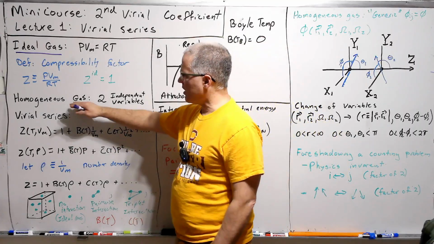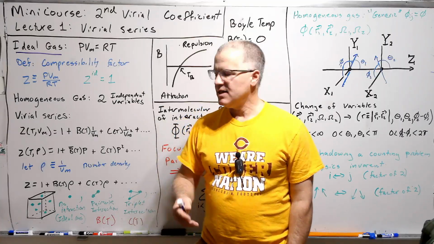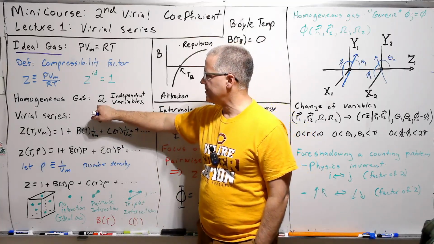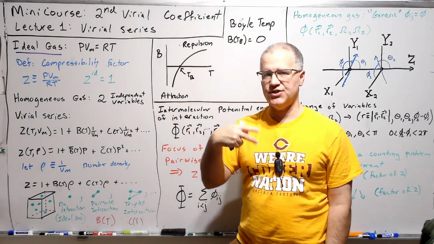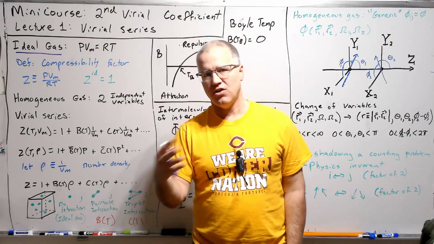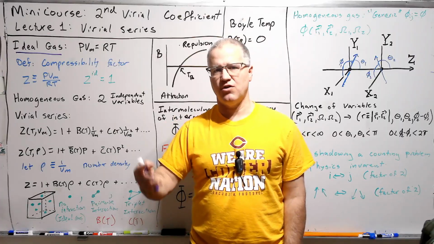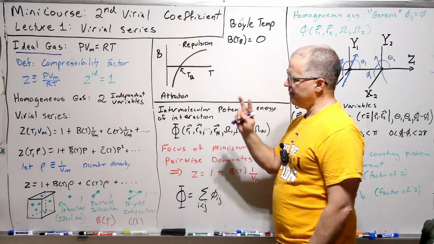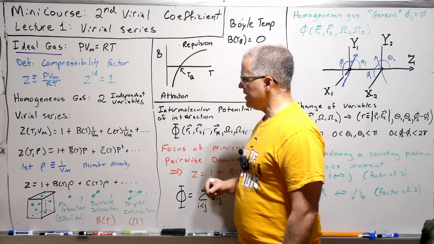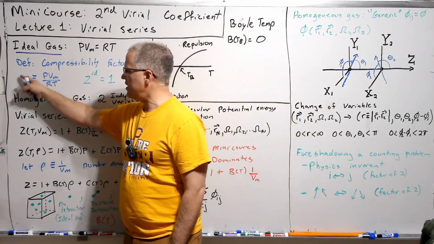Okay, if we remember our thermodynamics, any homogeneous material can be fully determined by two independent variables. So all you need is two independent variables to get all the other variables. And here we're talking about the state functions like temperature, pressure, volume, heat capacity, Helmholtz free energy. All you need for a homogeneous substance is two independent variables.